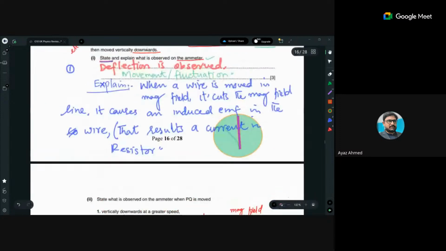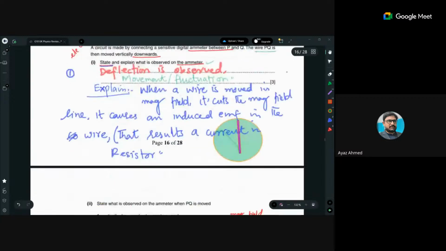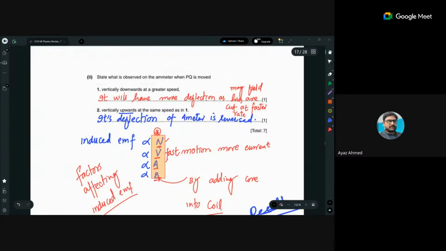ठीक है, अब आप देखो, initially it was moved vertically upward ना. If you see that, I have shown this all. Initially it was moved upward, so current was towards you. ठीक है, deflection was in one direction, but when you have reversed the direction of motion, current would be reversed. ठीक है, और when you have moved it faster, तो more deflection is shown, more current is there. ठीक है, ये दो तीन बातें आपने लाजमी याद रखनी है.